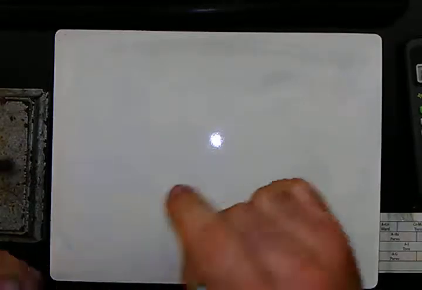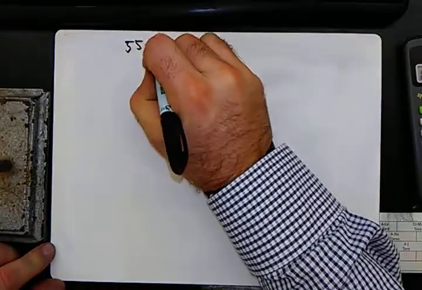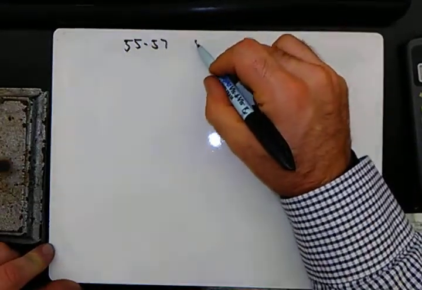Hey guys, we're looking at numbers 55 through 57, and we're looking at static friction.